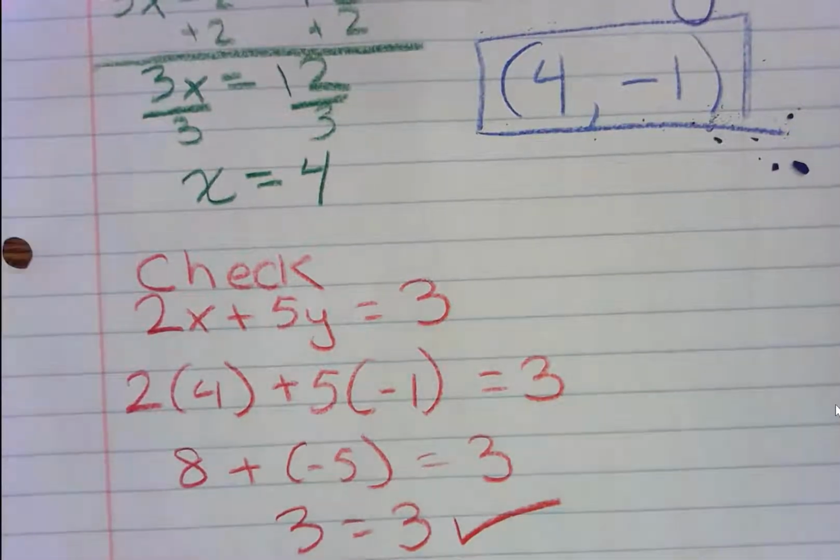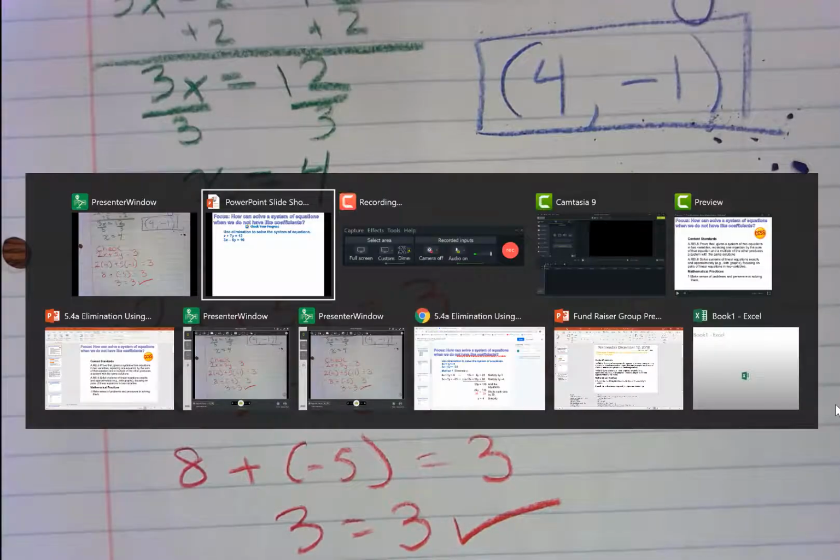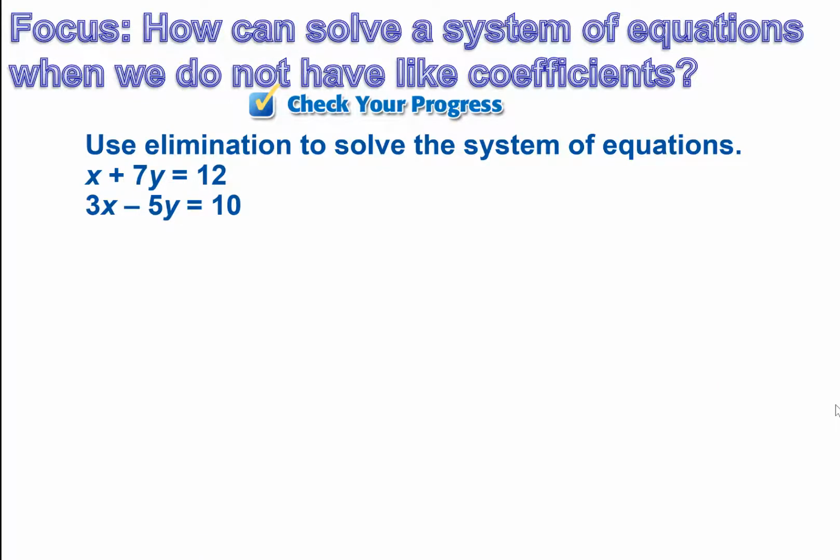So if you have questions or you're unsure, you can go back and re-watch the video to see how we solve these systems. And now I would like you to, in your math notebook, solve this system of linear equations using elimination.